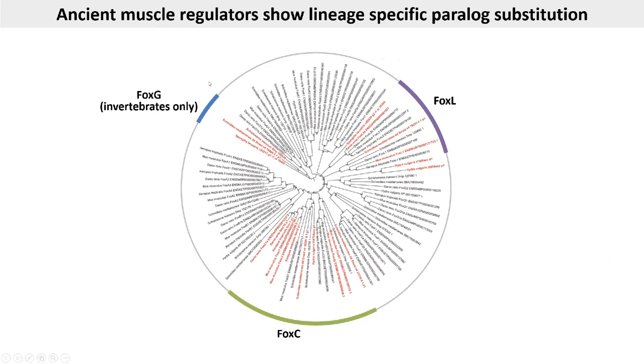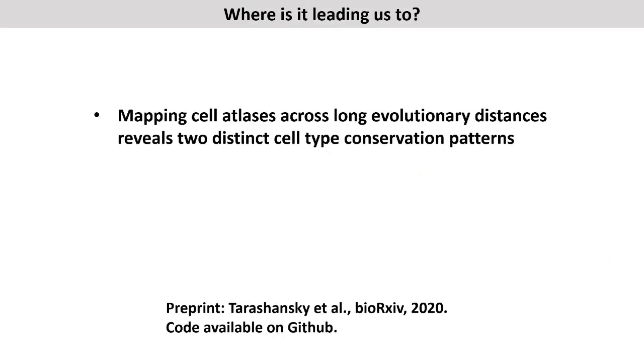And the FOXG is particularly interesting as it is enriched in 3 of the 4 invertebrates, suggesting that FOXG may play an underappreciated role in muscle cell specification outside vertebrates. So taken together, by mapping single-cell transcriptomic analysis, we identify hierarchical patterns in cell type diversification.